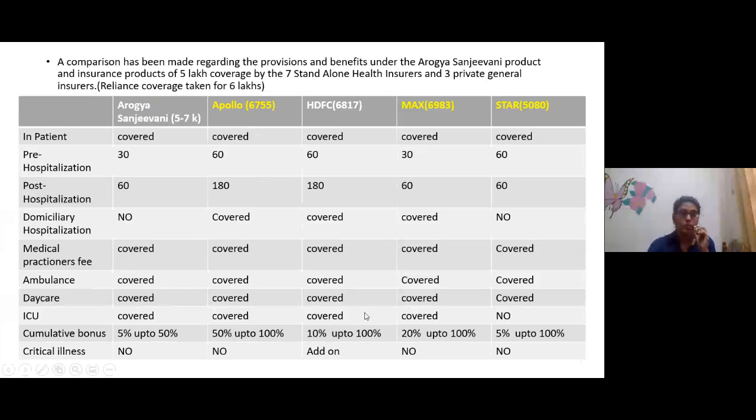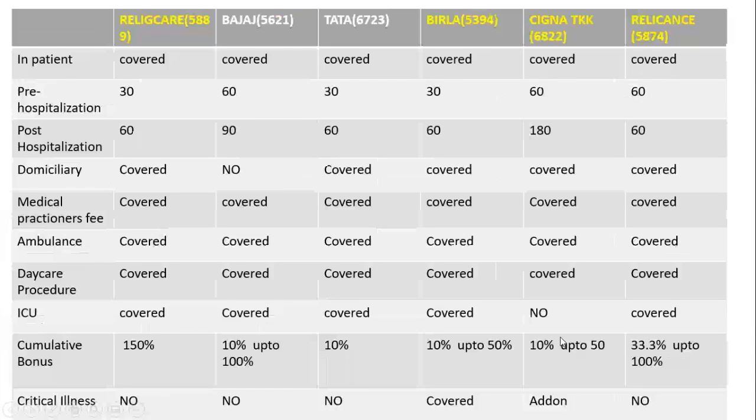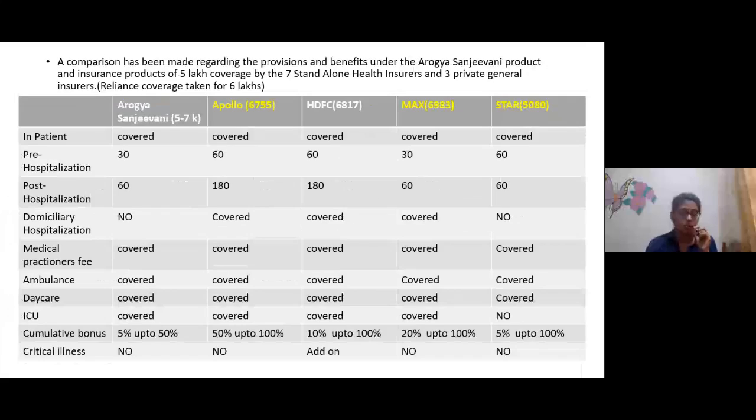In Arogya Sanjeevani, I've just taken the benefit and the provisions. The premiums can vary according to the company that is offering it, so I've just given a rough estimate of 5 to 7. That is the only variation in the renewal continuing policy. For the cumulative bonus, it's 5% and up to 10%, and it can also go up to 100% of the sum insured for most of the other standalone as well as the general insurance companies.